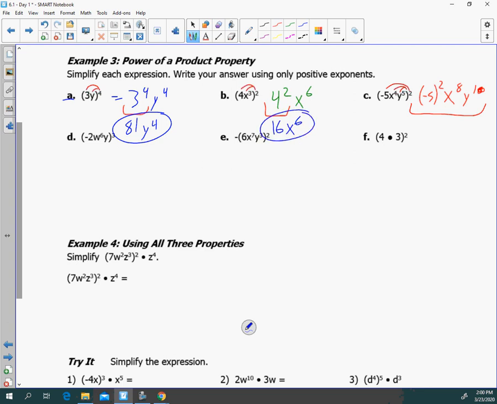Over here, you got to be careful. It's negative 5 times negative 5, which gives us positive 25, x to the 8th, y to the 10th. Those would be my true final answers. Okay, 100% all around. Yes, that's what I'm talking about.